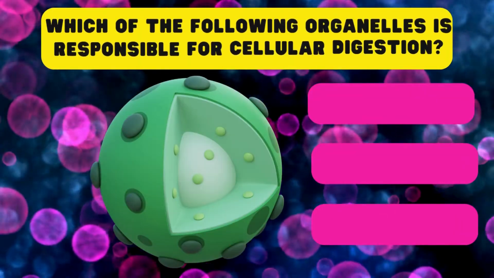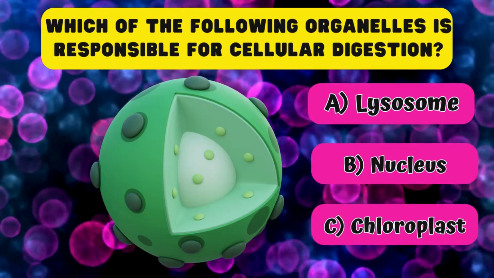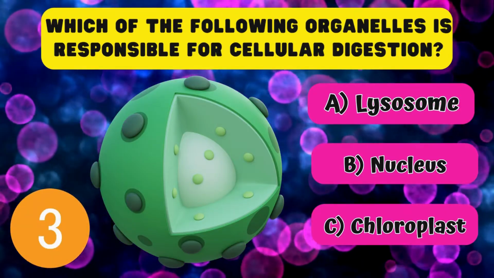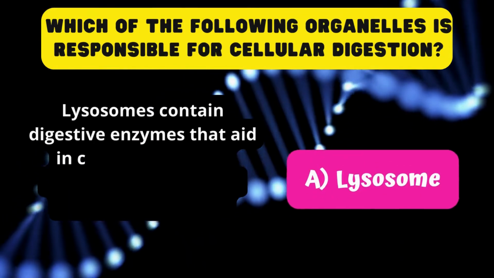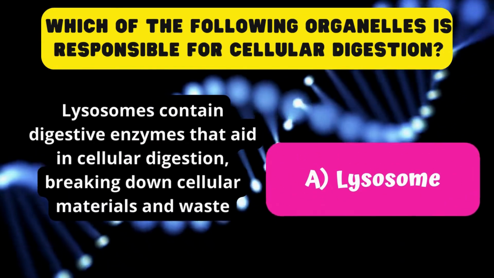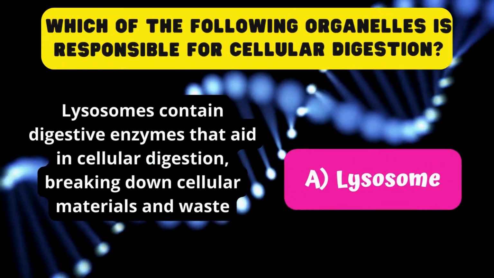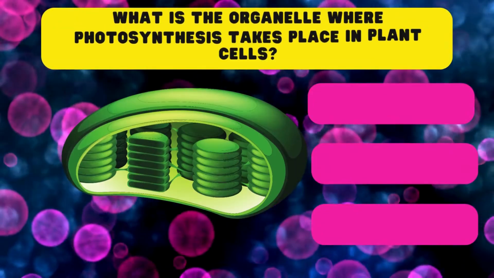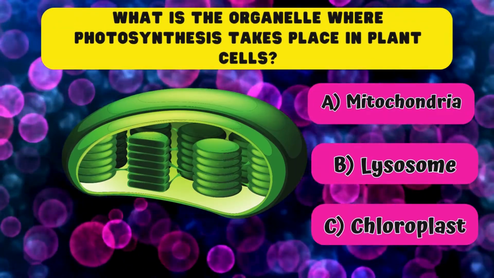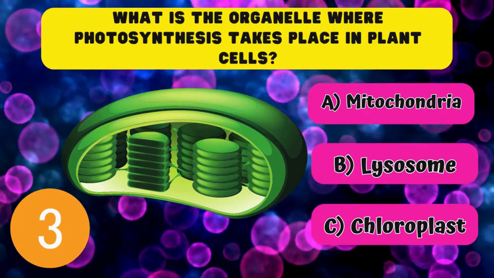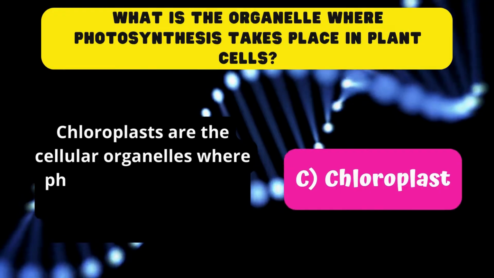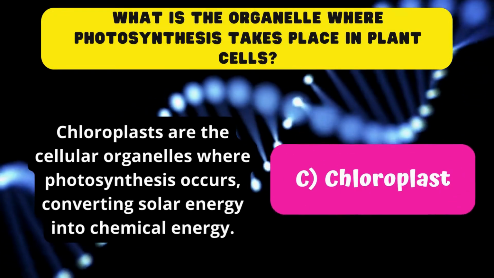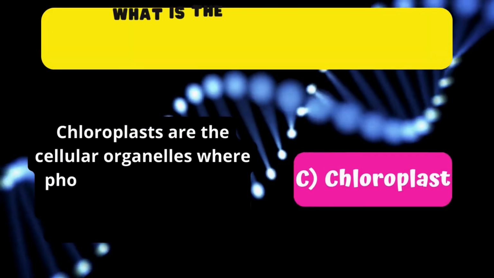Which of the following organelles is responsible for cellular digestion? Lysosomes contain digestive enzymes that aid in cellular digestion, breaking down cellular materials and waste. What is the organelle where photosynthesis takes place in plant cells? Chloroplasts are the cellular organelles where photosynthesis occurs, converting solar energy into chemical energy.